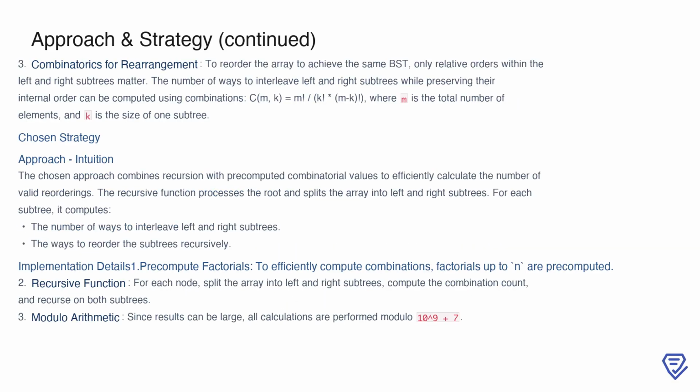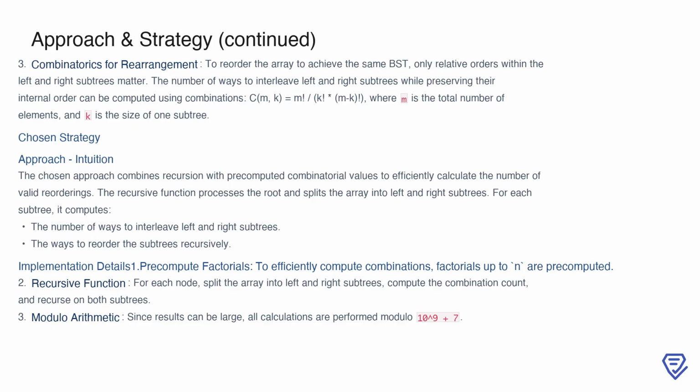A key part of the optimized approach involves leveraging combinatorics to calculate how different subtrees can be interleaved while maintaining their internal order. Specifically, we use combinations to determine the number of ways to merge the left and right subtrees. The formula for combinations, C(m, k), computes the number of ways to choose k elements from a total of m, and it is given by m! divided by the product of k! and (m-k)!. Here, m represents the total number of elements, while k represents the size of one subtree. With this insight, the chosen strategy combines recursive decomposition with pre-computed combinatorial values to efficiently calculate the valid reorderings.